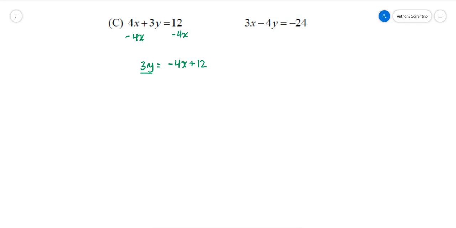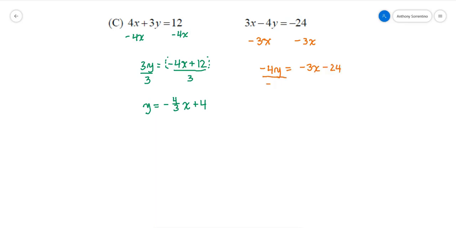And then I'm going to divide both sides by 3, making sure I recognize there are parentheses understood to be up here, and since I'm dividing a two-termed expression by 3, both terms have to get divided by 3. This becomes y equals negative 4/3 x plus 4. And for the other one, I'm going to subtract 3x from both sides, and I get negative 4y equals negative 3x minus 24.